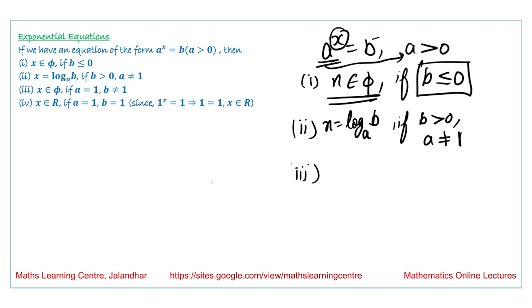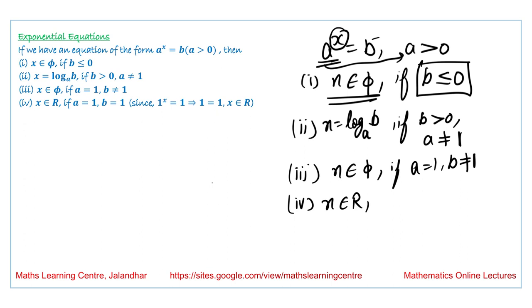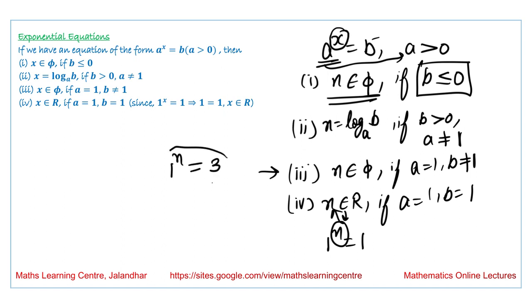Third, x belongs to phi, x is the empty set, if a is equal to 1 and b is not equal to 1. And the fourth case is that x belongs to R, that is any real number can be the answer, if a is equal to 1 and b is equal to 1. In this case we are talking about 1 raised to the power x is equal to 1, so for all x we have this answer. In the case of the equation 1 raised to the power x is equal to, say, 3, we cannot have any real number x for which 1 raised to the power x is 3. So x belongs to phi, there cannot be any solution.